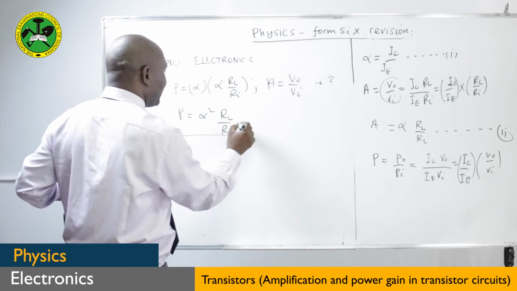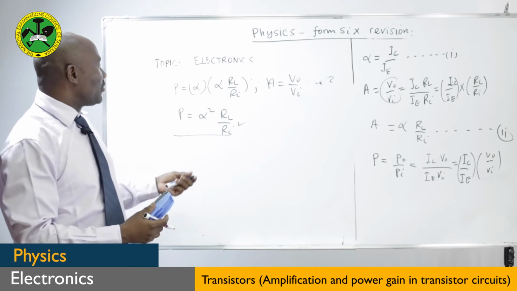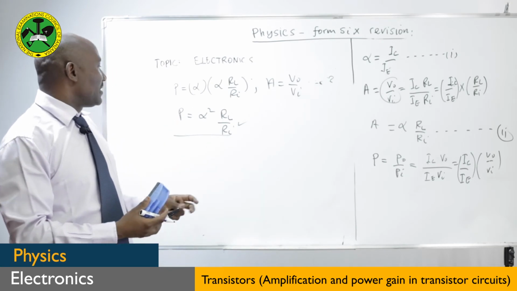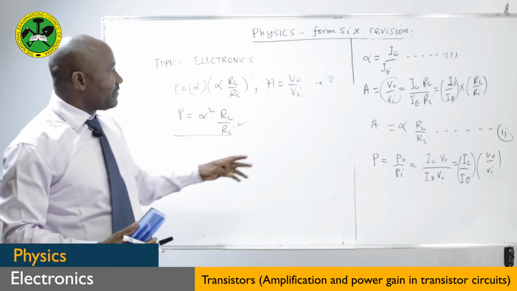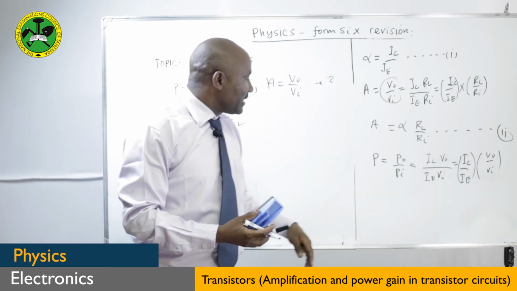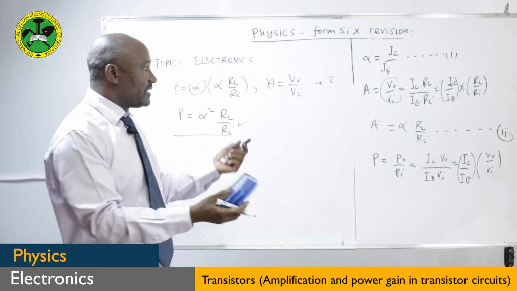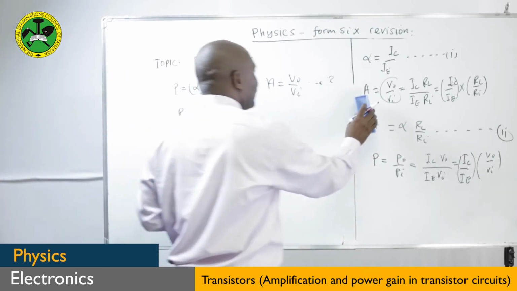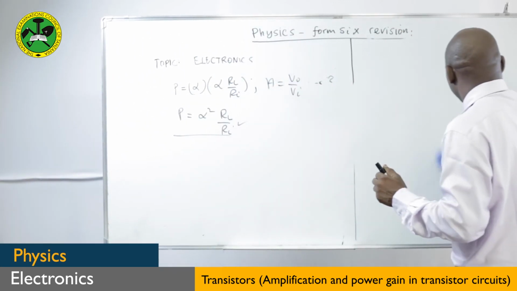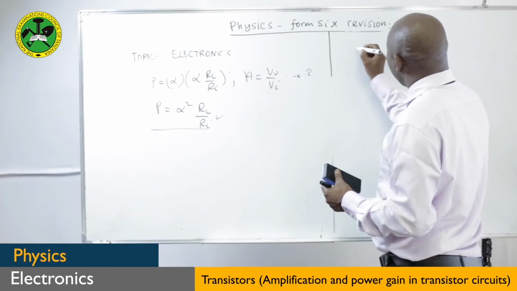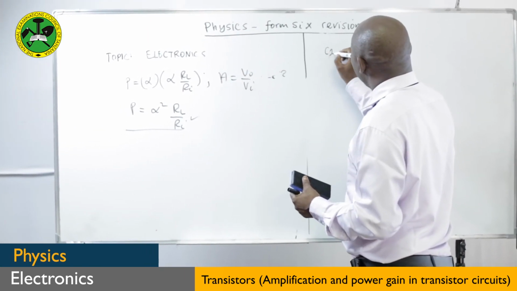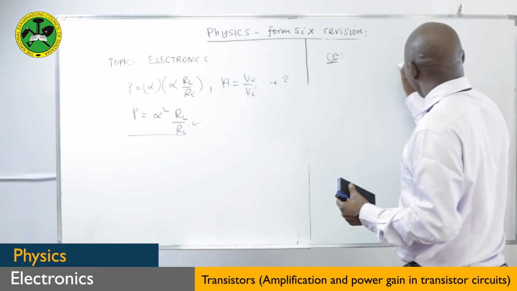So depending on the nature of the transistor you have, whether common base or common emitter, you can find the expressions for the current gain, voltage gain, and the power gain. But in today's discussion, we base on the common emitter. So let's talk about the common emitter current gain.